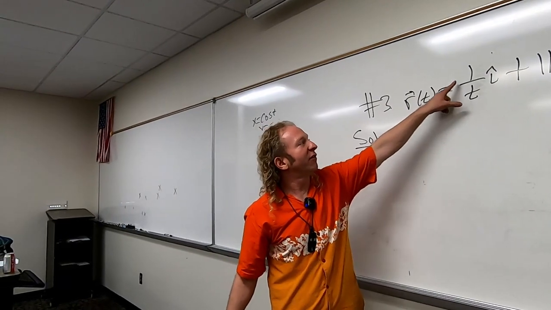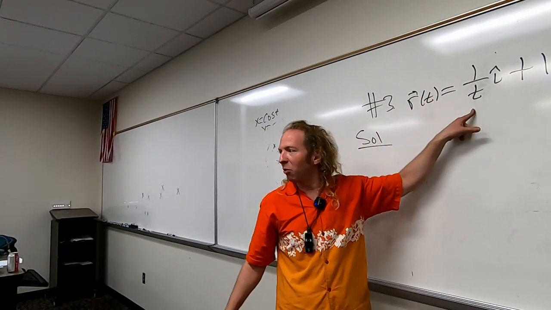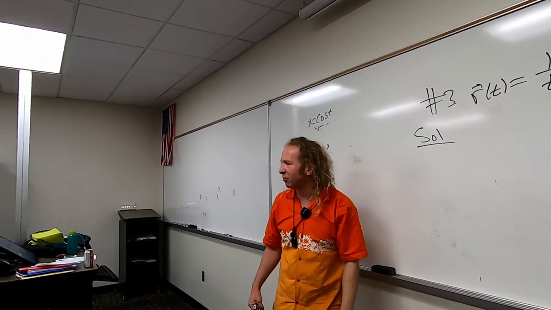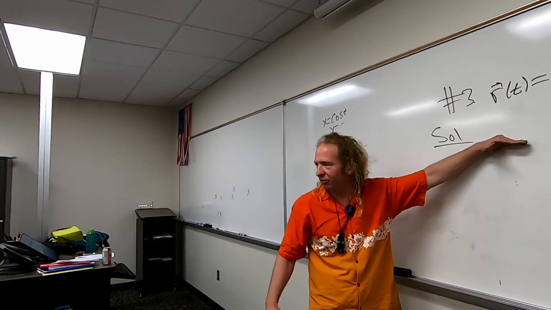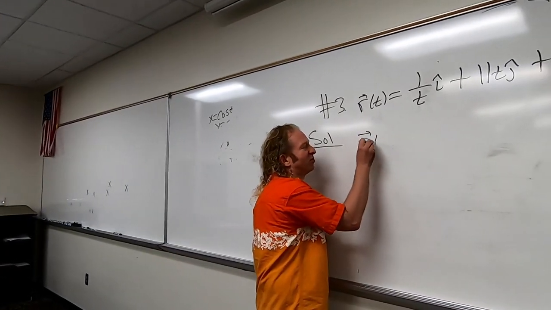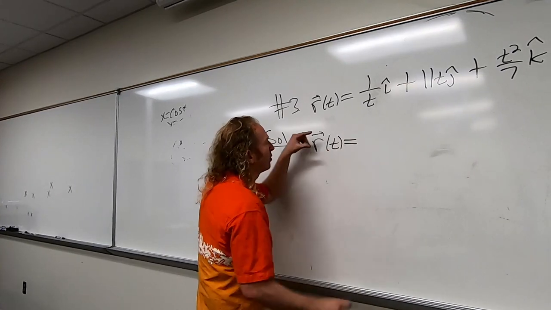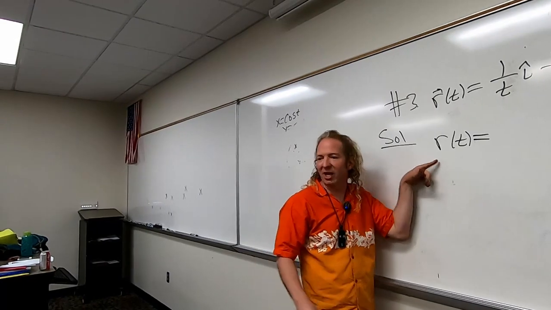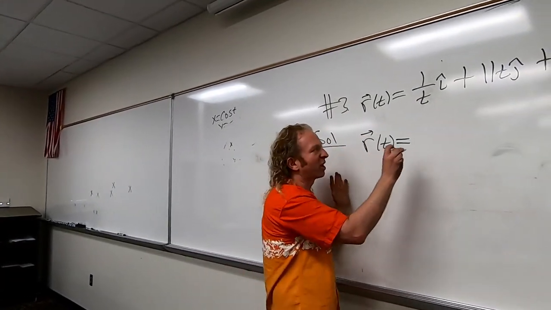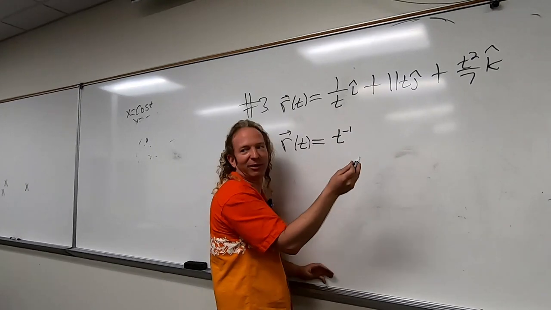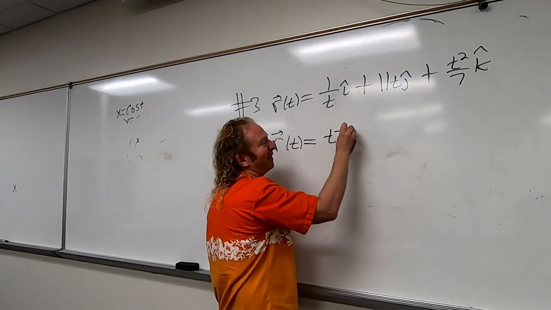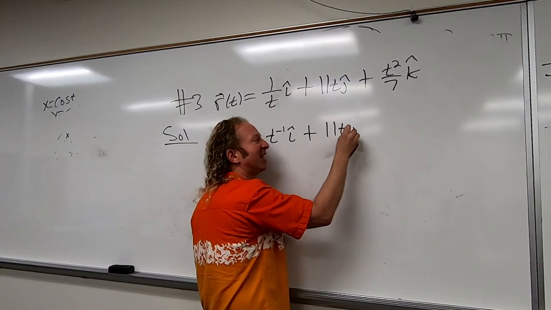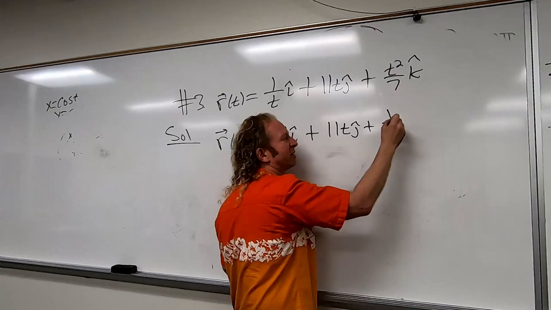Okay, so solution. For this derivative, whenever you have a fraction and you have a number up top, do you all know what to do first? Bring the denominator up top, absolutely. So let's do that first. So it's still R of T. By the way, if you don't write the arrow on the test, I will let it go. No worries. I'll mess up too, so hopefully that goes both ways. This is I hat plus 11t j hat. I'm going to pull out the 1/7 just to make it look a little prettier.